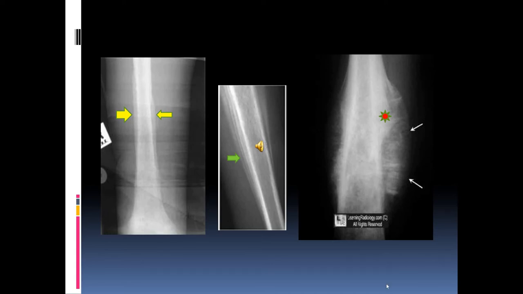Also, what we can see in this film is the red spot, which represents the Codman triangle. This is a triangular density seen sometimes in aggressive tumors in association with the bony spiculation. So this represents a very aggressive tumor showing the Codman triangle and the sun ray spiculation, which is more going to be seen in osteosarcoma.